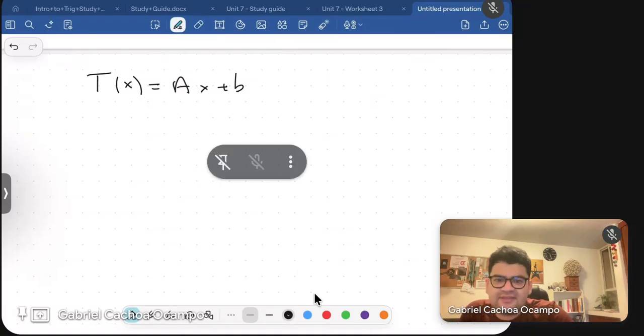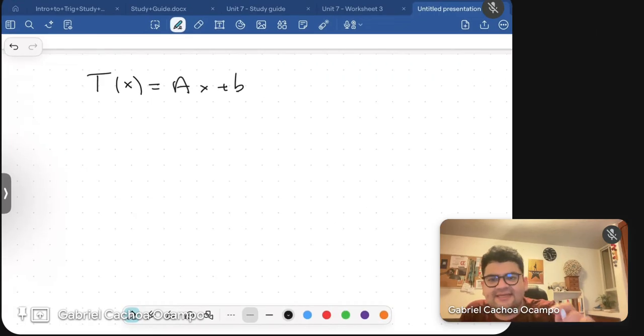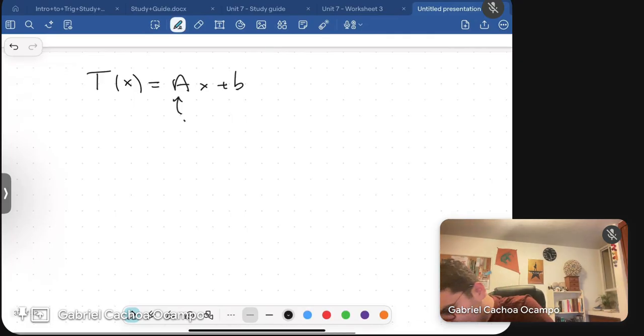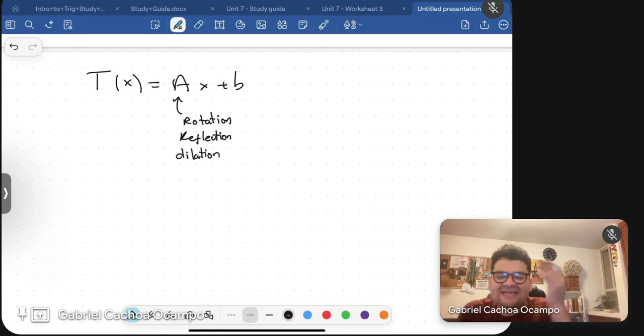So the last thing that I want to talk about is, we have been talking about these transformations where A can be a rotation, a reflection, or a dilation. But can it be more than one at the same time?